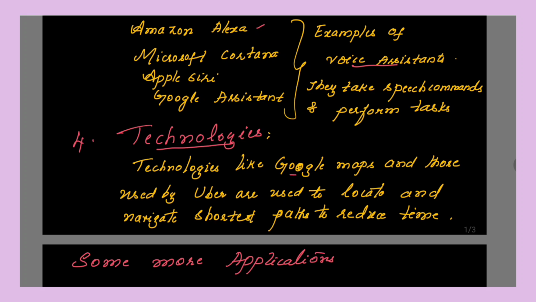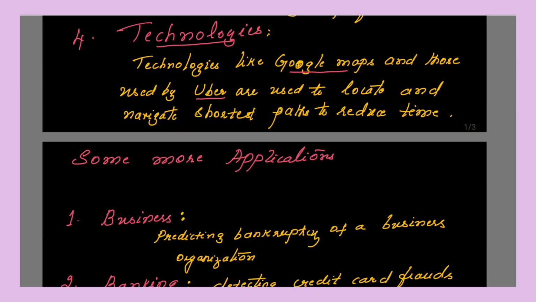So technologies like Google Maps and those used by Uber are used to locate and navigate shortest paths to reduce the time. So when you are traveling, in order to reach a particular destination, definitely you will try to find out which is the shortest path to reach the destination. Also which is the path having less traffic so that you reach early or in time to the destination. Then Google Maps are the technologies that are there to help you out. Let us see some more applications.